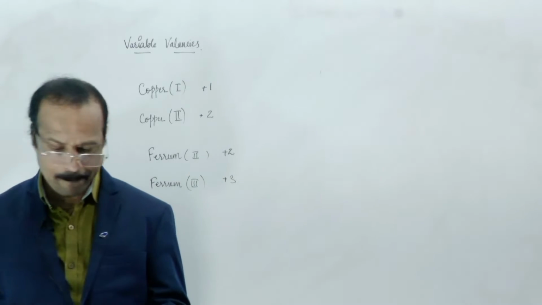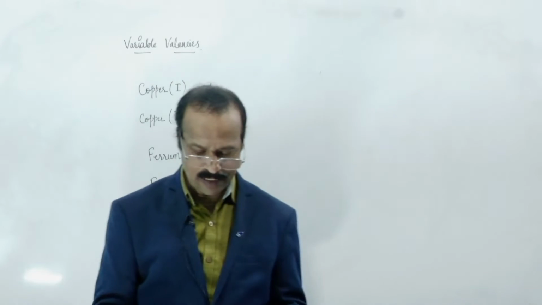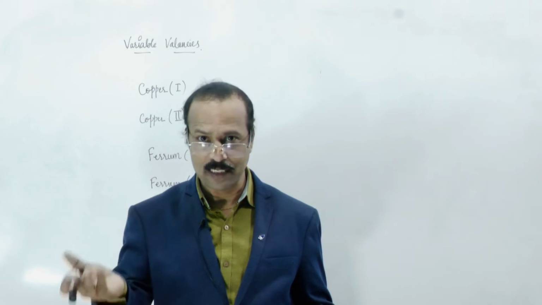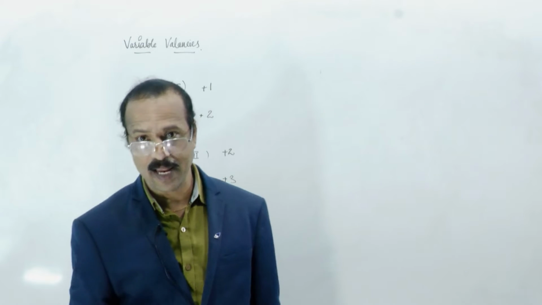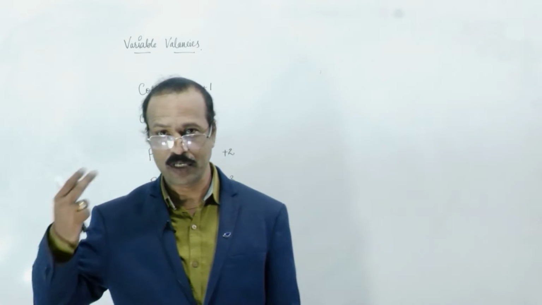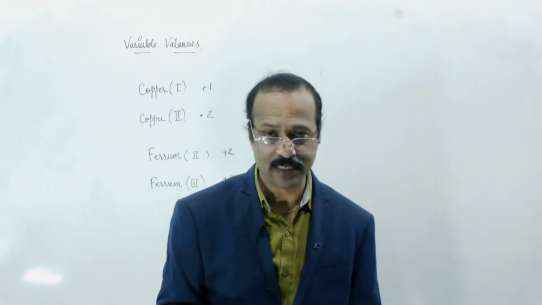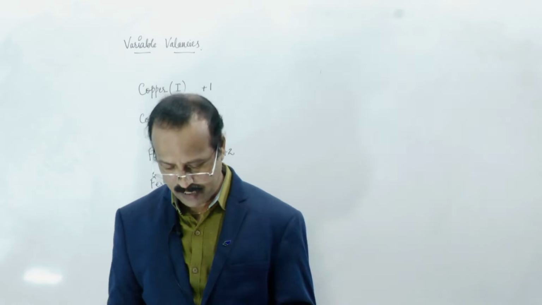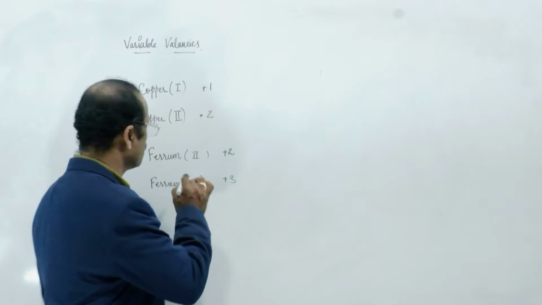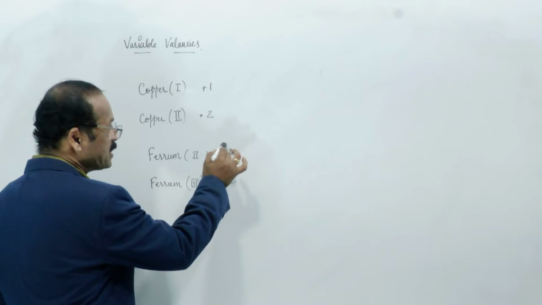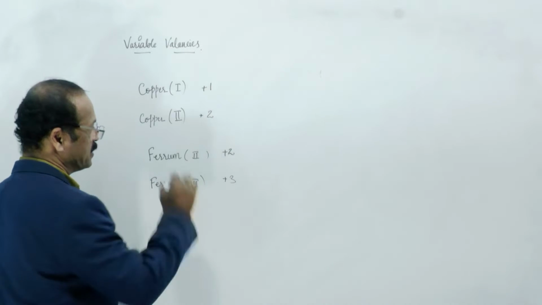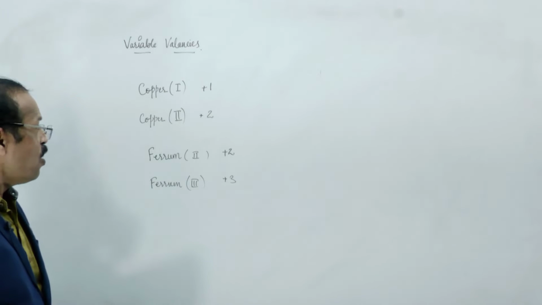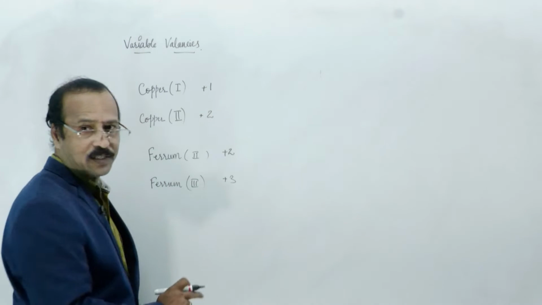See the concept of variable valencies. When an element exhibits more than one valency, it is said to exhibit variable valency. If one element exhibits two or more valencies, then we call it variable valency. For example, there is a table here, students. In this table, ferrum, as I just told you, can exhibit a +2 valency and a +3 valency. Iron can exhibit a +2 valency and a +3 valency.